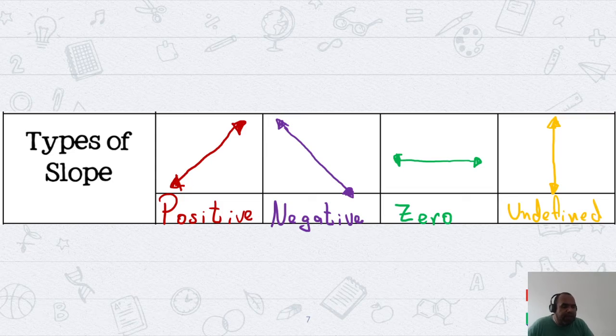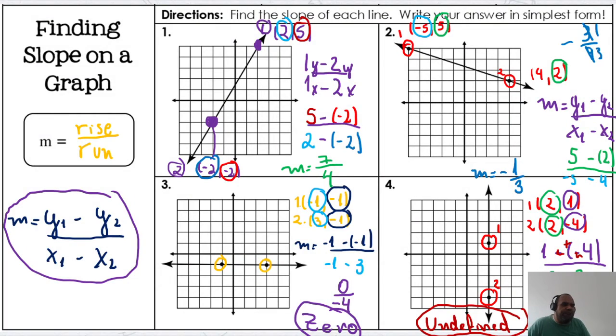Okay, let's go ahead. To find the slope from the graph, it's pretty simple. We look for the rise and the run. As I taught you in class, you remember the formula is m equals, we have 2 points, point number 1 and point number 2, y1 minus y2 over x1 minus x2. Point number 1 is here, point number 2 is over there. Point number 1 is 2 and 5. Point number 2 is negative 2 and negative 2.